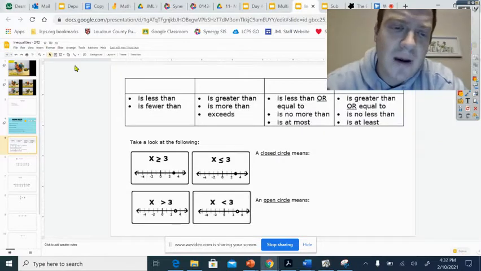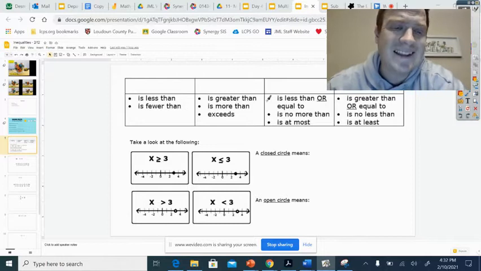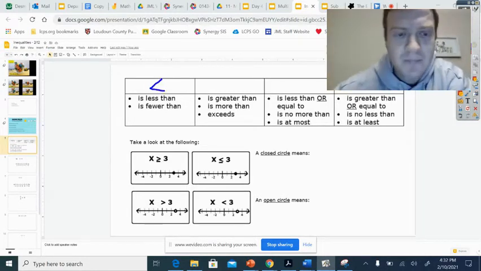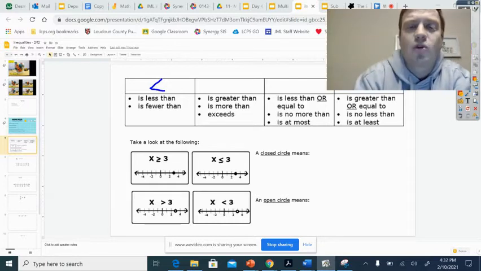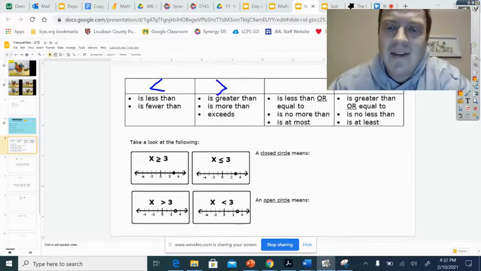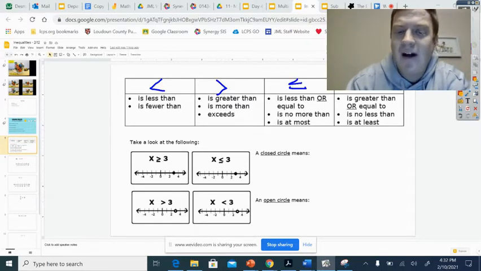All right, so please remember, we have some terms you need to remember. So first it says is less than or fewer than. So remember, this is our less than symbol. Next it says is greater than, is more than, exceeds. That is our greater than sign. Then we have is less than or equal to. So because it says or equal to, that's when you put the line underneath of it. And finally, the last one is greater than or equal to.